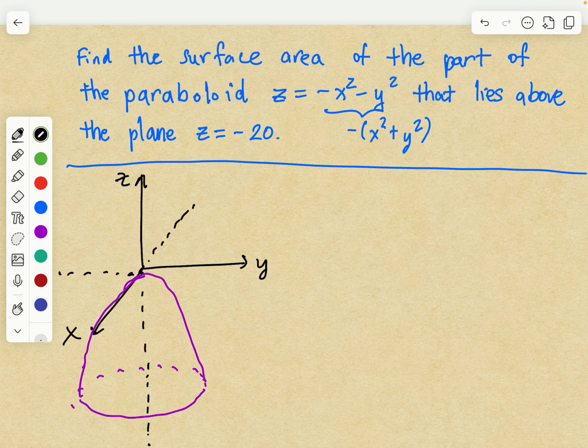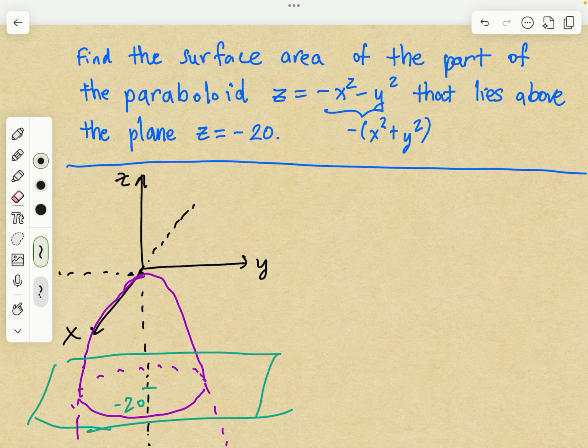And you want the part that lies above the plane z equals negative 20. So let's say z equals negative 20 is here. So you have this plane. And so you want the surface area of this part of the paraboloid. This part just keeps going on forever, right? This part of the paraboloid. So this. And let's call that surface S.